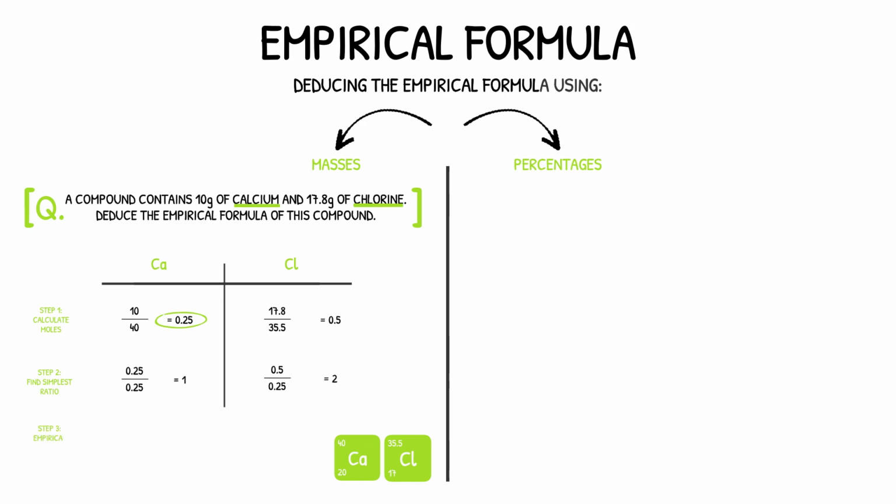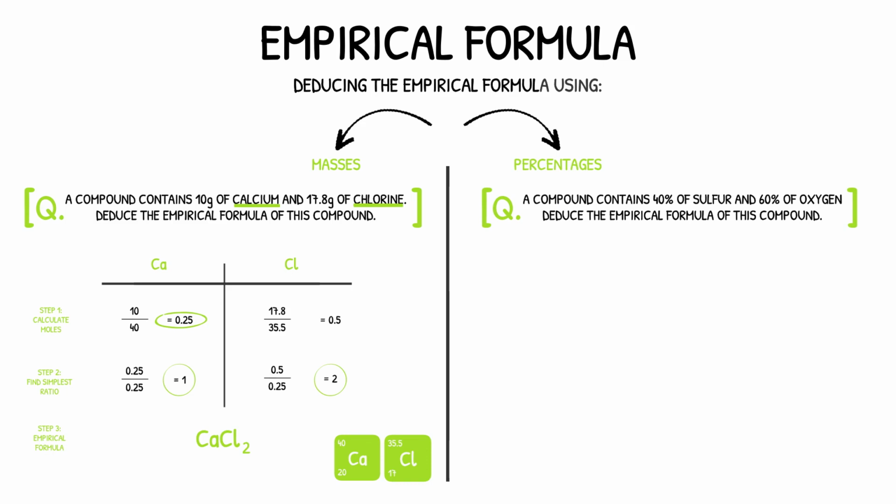We now have the subscript numbers for our empirical formula. According to our calculations, the empirical formula of our compound contains 1 calcium atom for every 2 chlorine atoms. The empirical formula of this compound is CaCl2.